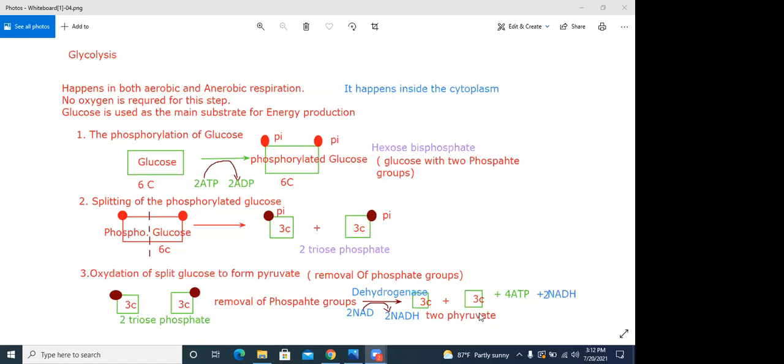So altogether, what are the products? At the end of glycolysis, the 6-carbon glucose is converted to what? 2 pyruvates, 4 ATP, and 2 NADH.